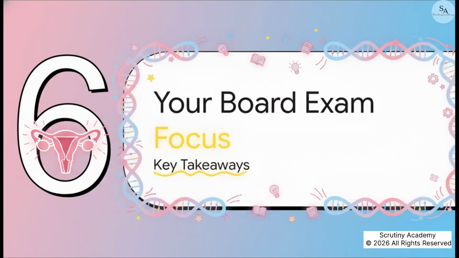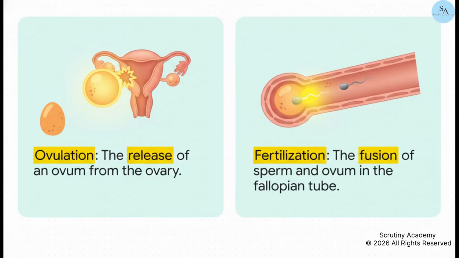All right, we have covered a ton of ground. So now let's really zero in on the most important points you need to remember. This is where we turn all this knowledge into marks on your exam. Okay, here's a classic exam question. Differentiate between ovulation and fertilization. It's easy to mix these up, but if you just remember 2 things for each, the what and the where, you'll be golden. Ovulation is the release of an egg from the ovary. Fertilization is the fusion of sperm and egg in the fallopian tube. Nail those 2 points and you've got it.